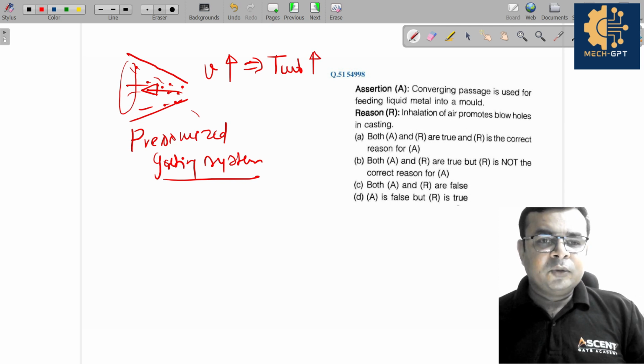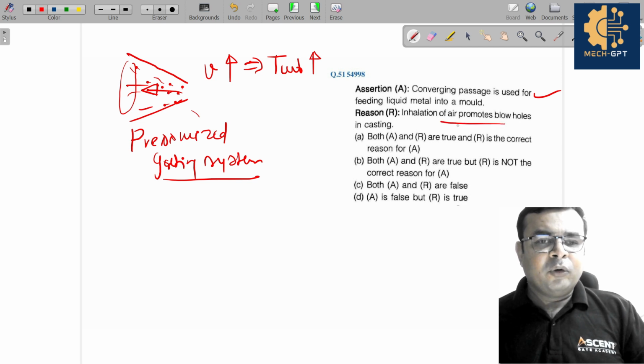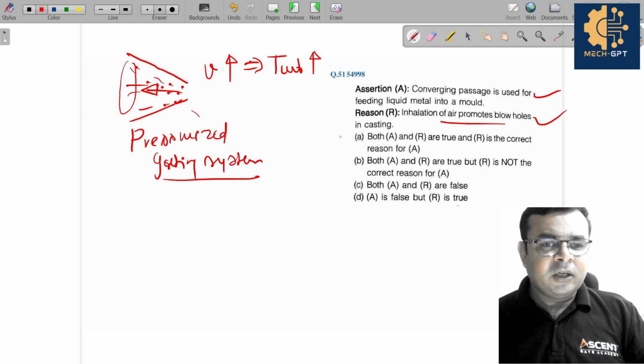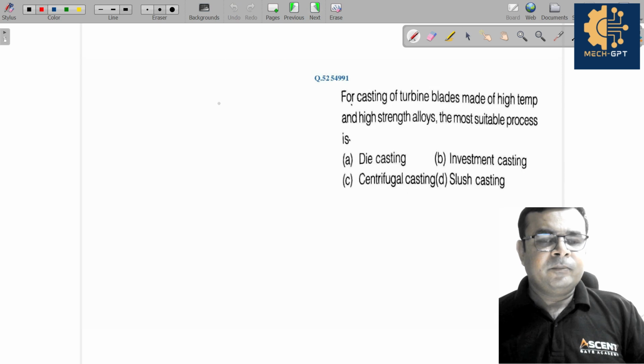So converging passage used for feeding liquid metal into the mold cavity, this is individually wrong. Inhalation of air promotes blowholes in casting, this is right. So the correct answer is that both statements are true, but R is not the correct explanation of A. So option A is the right answer.